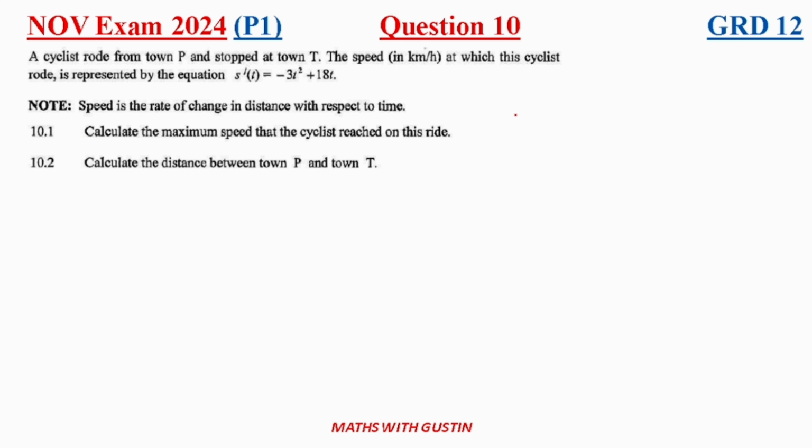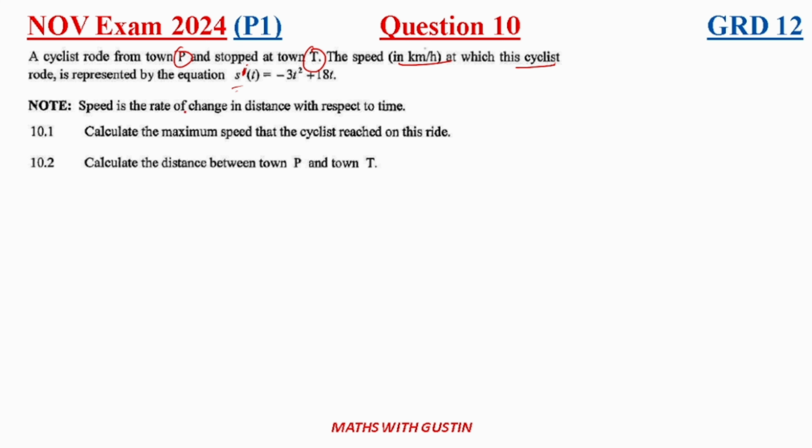Let's read the question. It says here, the cyclist rode from town P and then stopped at town T. The speed in kilometers per hour at which this cyclist rode is represented below. So this is our formula here. As you can see, it's a derivative. It means they have derived this question from the distance.